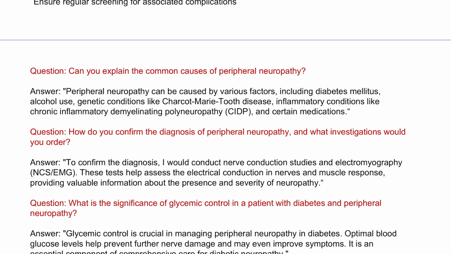And these are all questions. We know what questions will be asked, so it's better to prepare yourself for these. So the answer is: peripheral neuropathy can be caused by various factors including diabetes mellitus, alcohol use, genetic conditions like Charcot-Marie-Tooth disease, inflammatory conditions like CIDP, and certain medications.